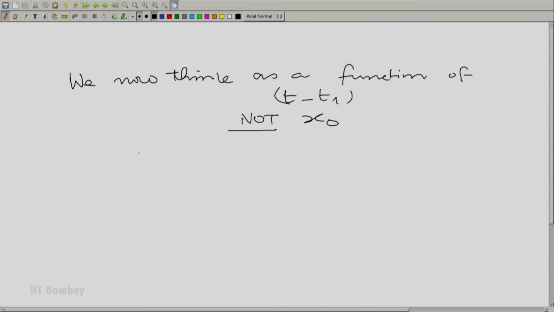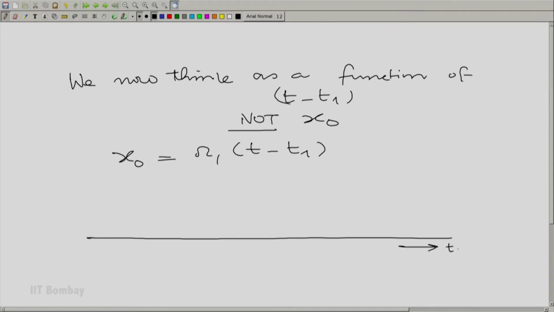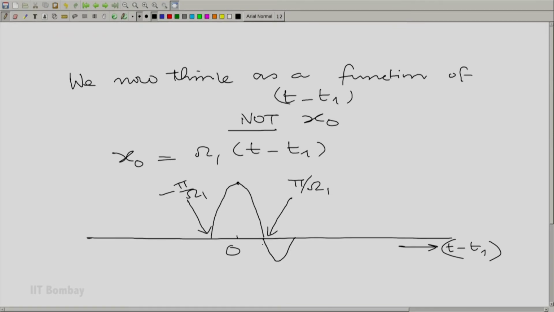And of course everything is just proportional. After all, x0 is essentially omega 1 into t minus t1, so it is just a scaling. So on the t minus t1 axis, of course this point continues to be 0, but now the null comes at the point pi by omega 1 on both sides. So minus pi by omega 1 on this side, and of course the spacing between the nulls is also the same, pi by omega 1, and the height here is of course 2 kappa 0 times omega 1.